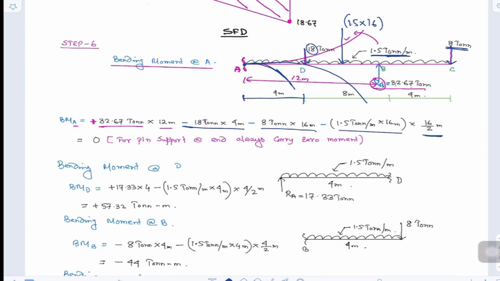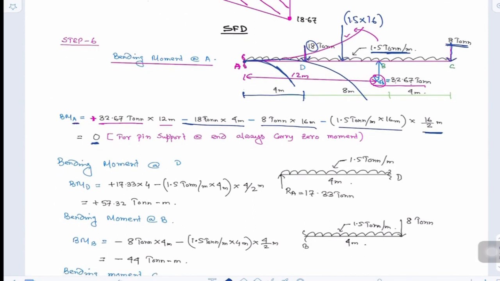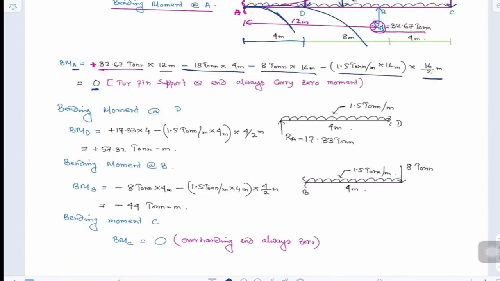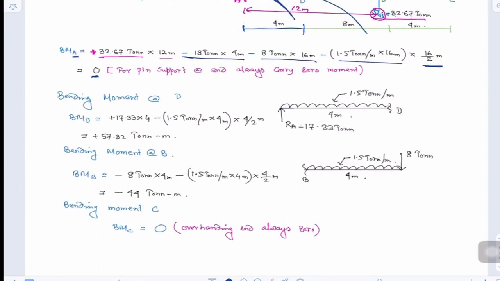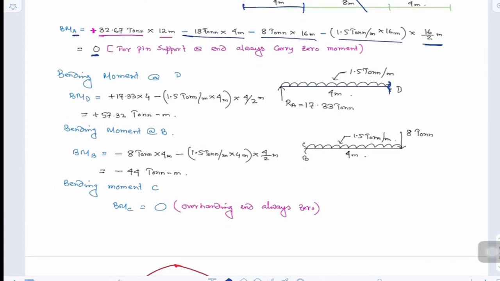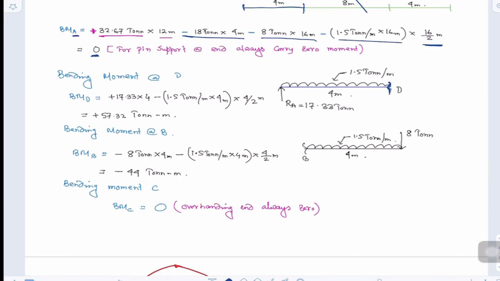So if you solve it, you will get 0 bending moment at A. Similarly, if I am interested to find the bending moment at D, I need to cut at D and consider the left side or right side. Say I am considering the right side of D. Now, in the right side there is one RA upward force and one UDL.